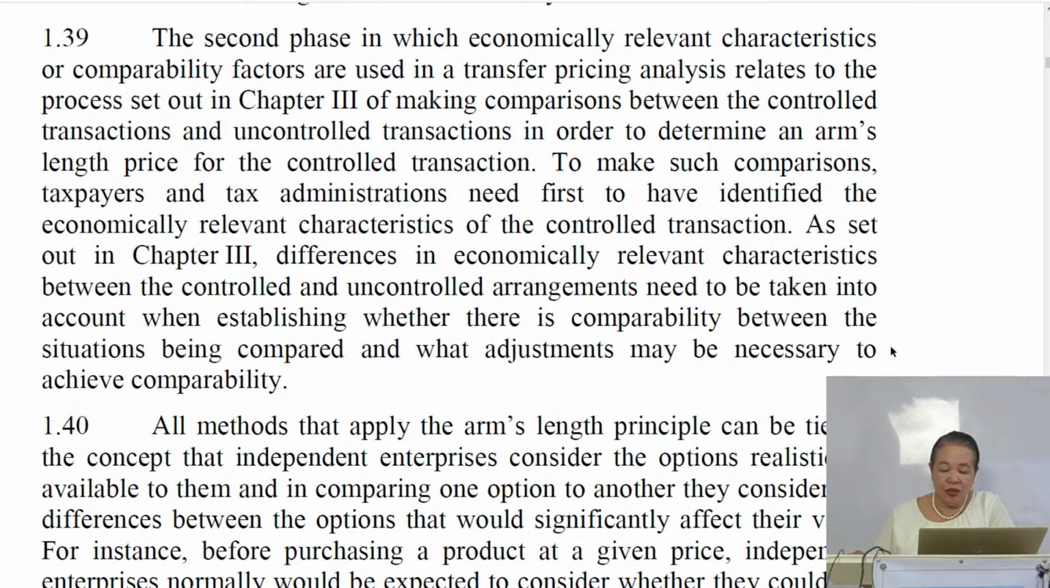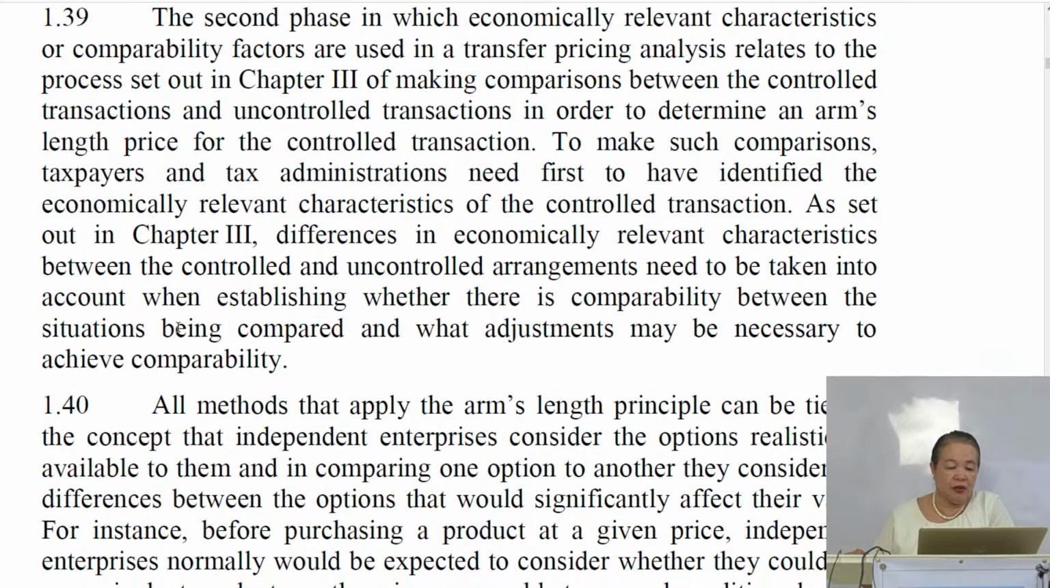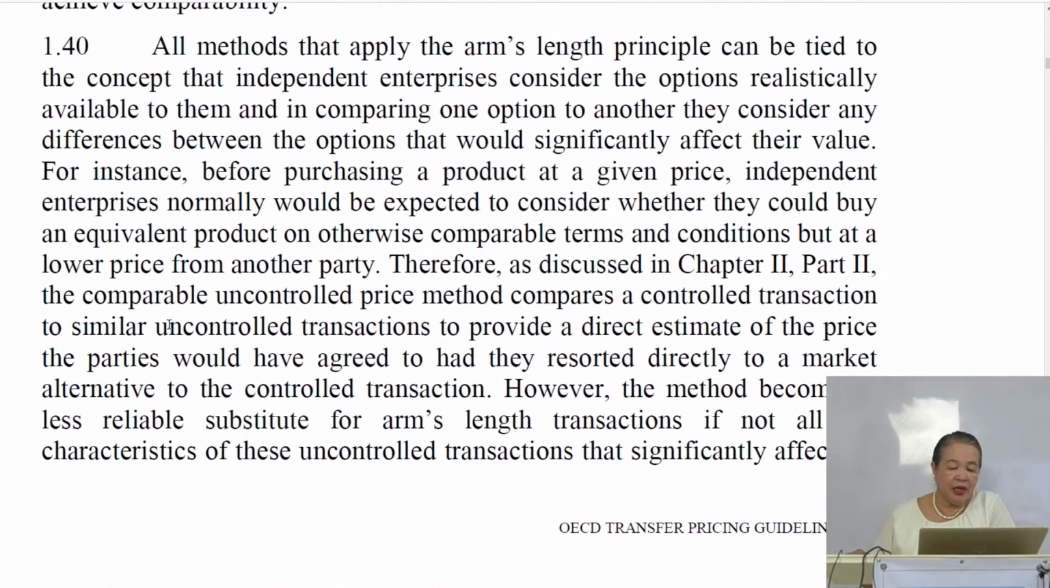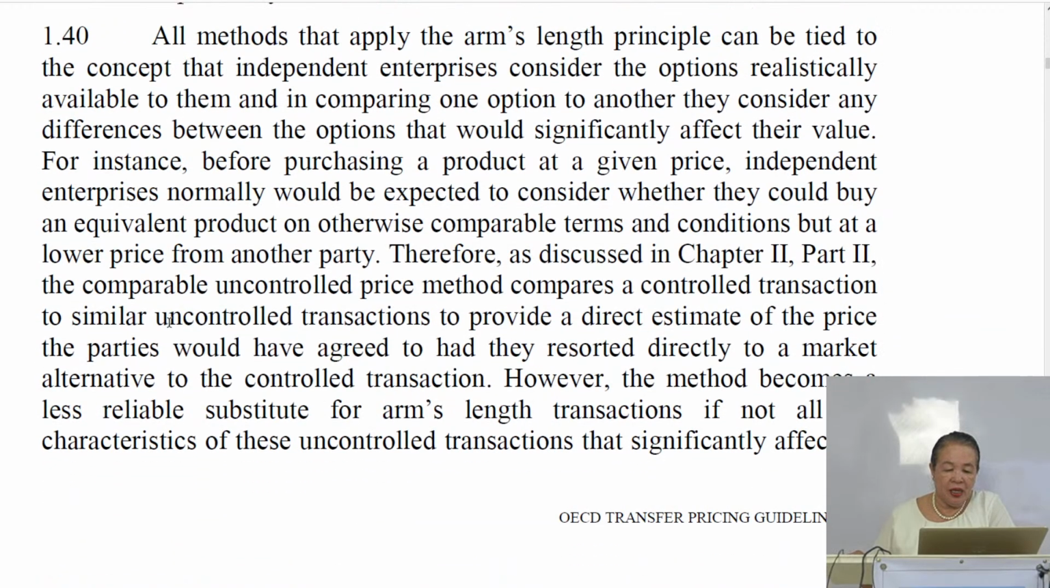Because you have to adjust with those factors that materially affect the similarities or differences of the two transactions. So all methods that apply the arm's length principle can be tied to the concept that independent enterprises consider the options realistically available to them, and in comparing one option to another, they consider any differences between the options that would significantly affect their value, no?